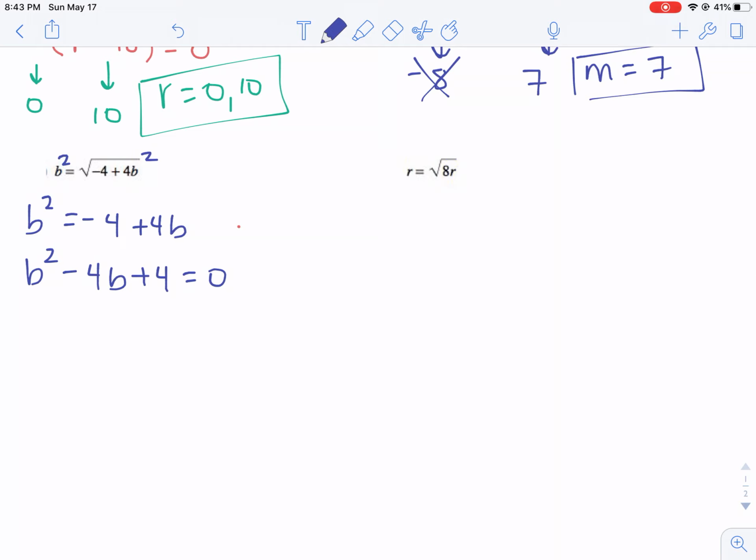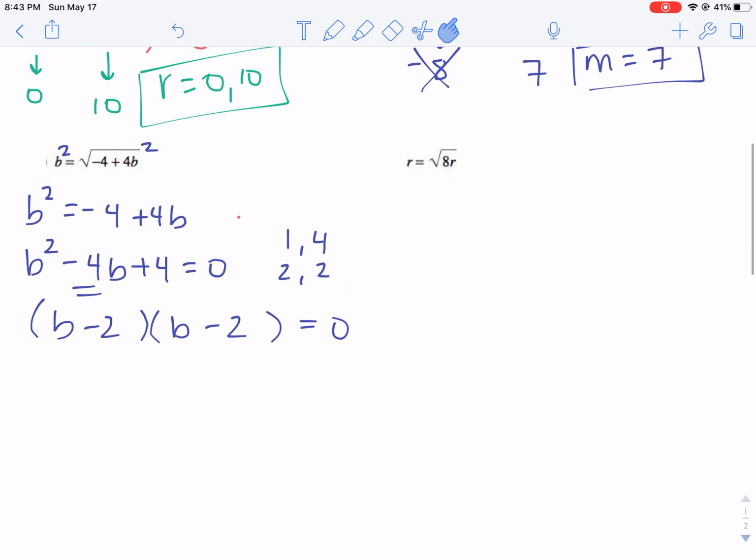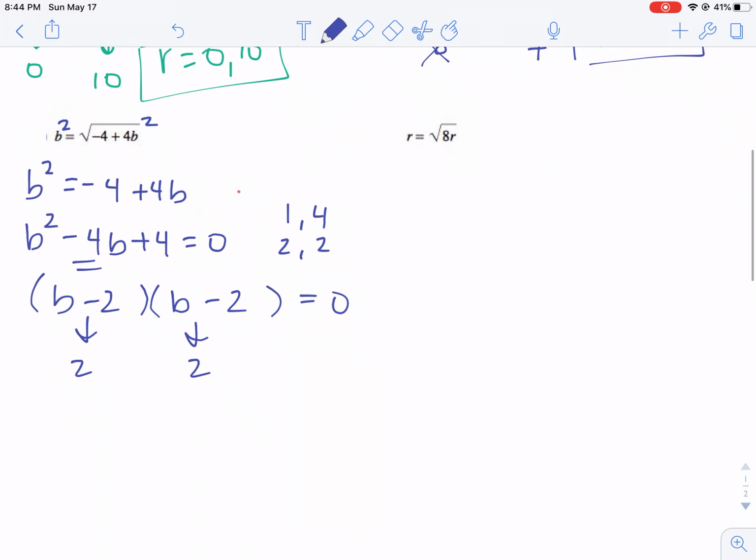We have to factor this. We need to think about what multiplies to positive 4 but adds up to negative 4. What multiplies to positive 4 is 1 and 4 or 2 and 2. But the only way to add up to a negative 4 would be if we make this negative 2 and negative 2. So this gives us a positive 4 when we multiply our last terms, and then negative 2b and negative 2b gives us that negative 4b in the middle. So when we use our zero product property, we get positive 2. So we get one solution.